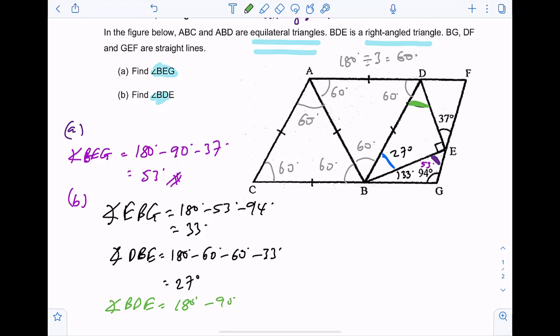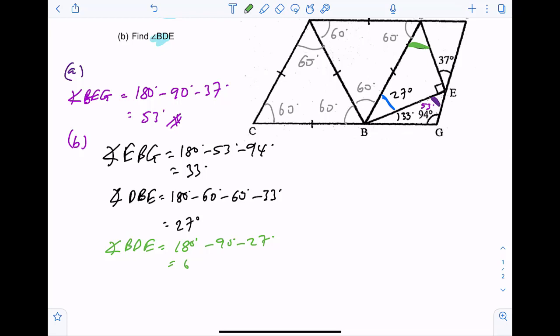180 minus 90 minus 27 to give us a final answer of 63 degrees.